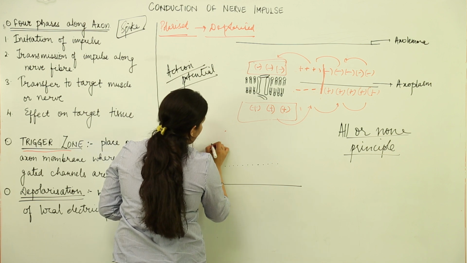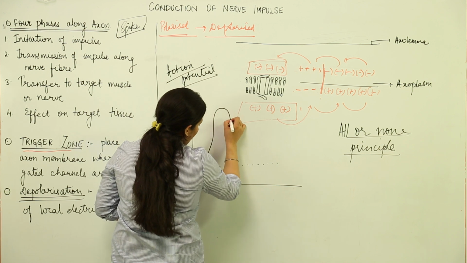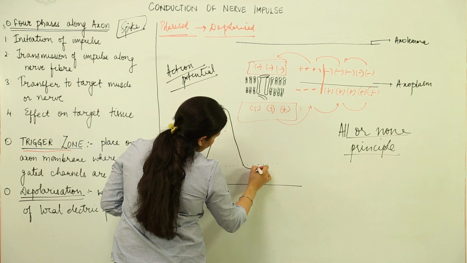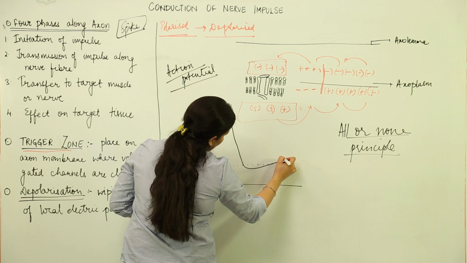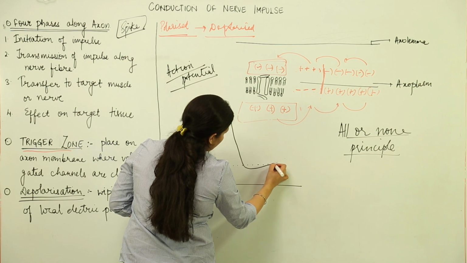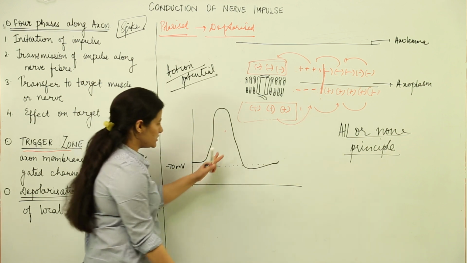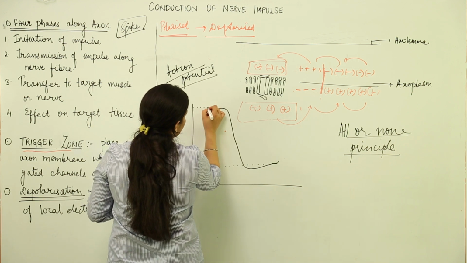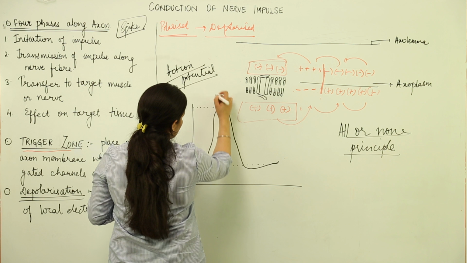Now it would go up to around positive 30, then it would come to the time of a little bit of repolarization, and then again it would reach over here. From here there would be another wave. So this is the representation of action potential.